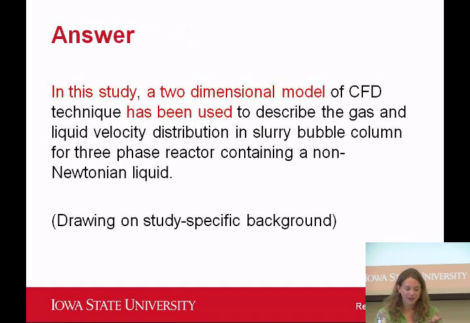When we see that highlighted right at the very beginning, right? In this study. And then we get some information showing us that this is information that the authors used when they were conducting their study. A two-dimensional model has been used. Right? So we have this indication that this has happened in the past. The authors have used this model. And so this is an example of the step drawing on study-specific background.